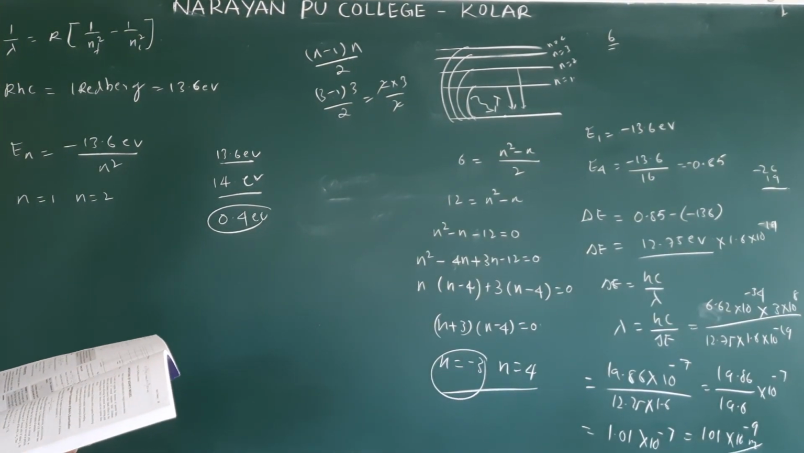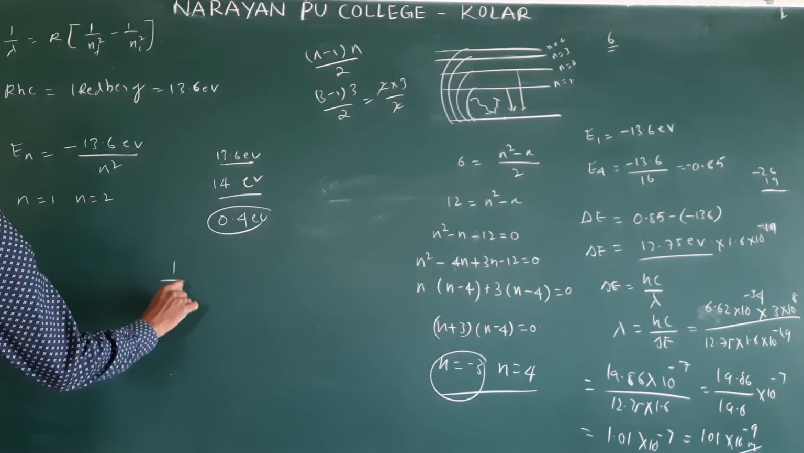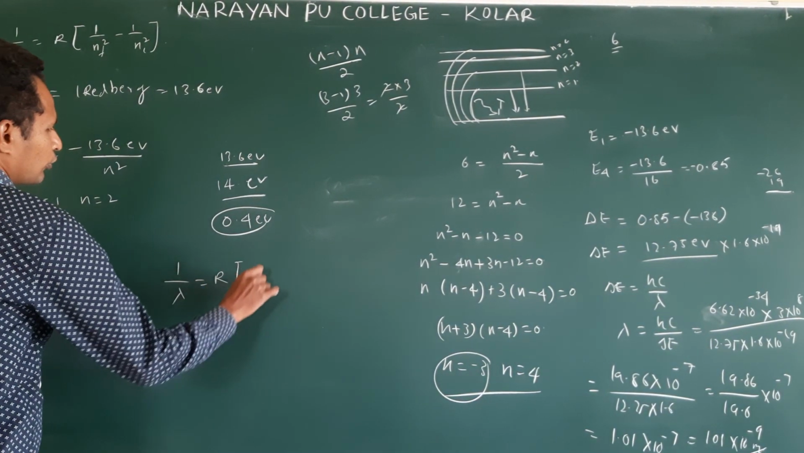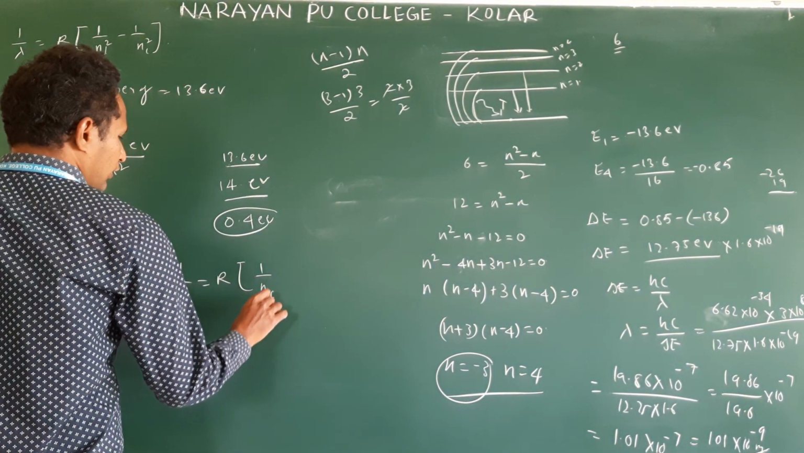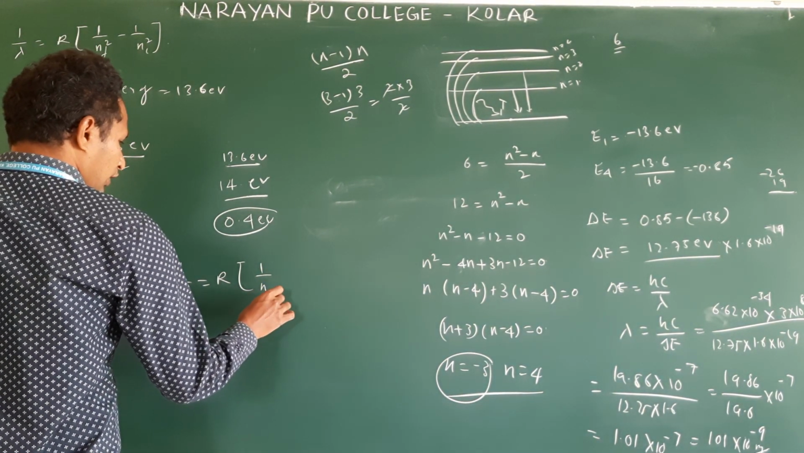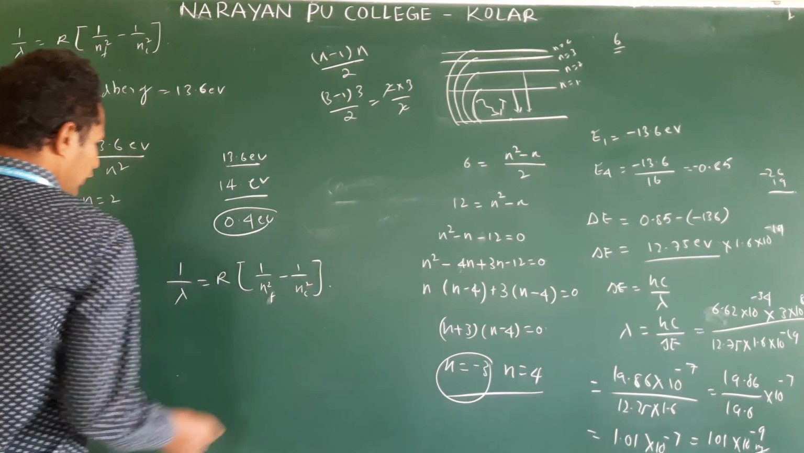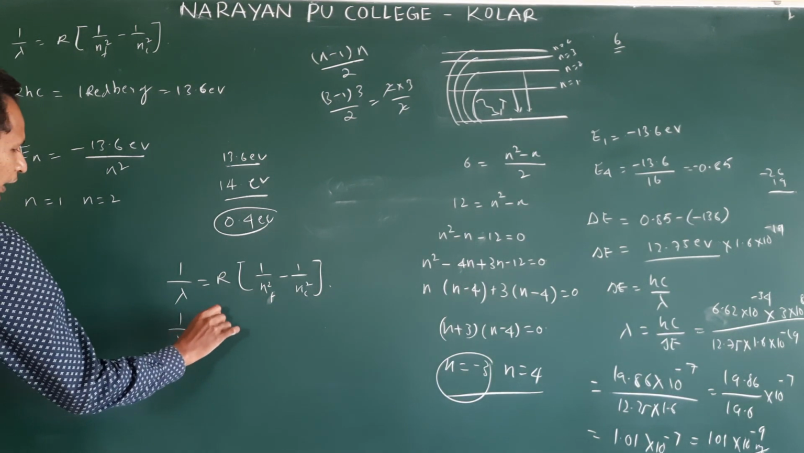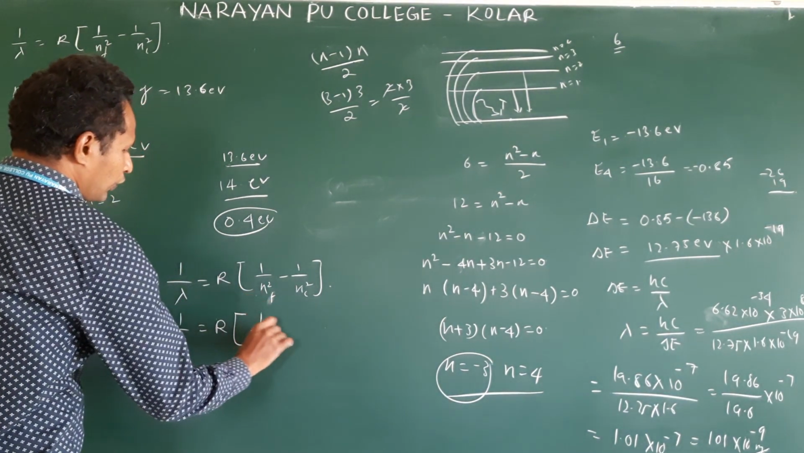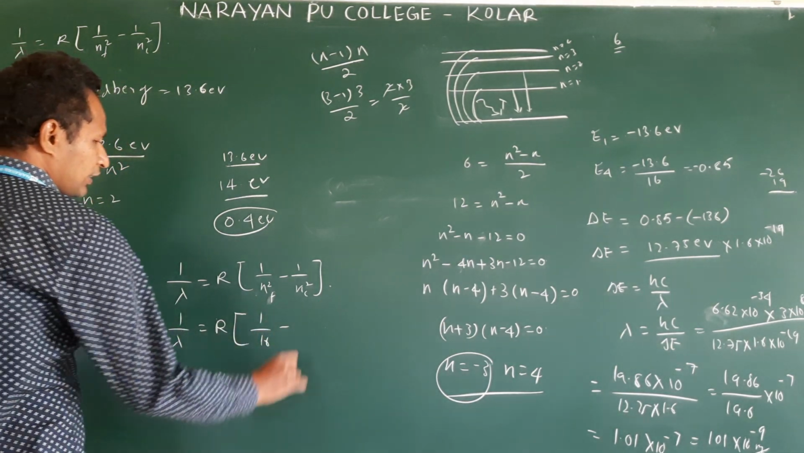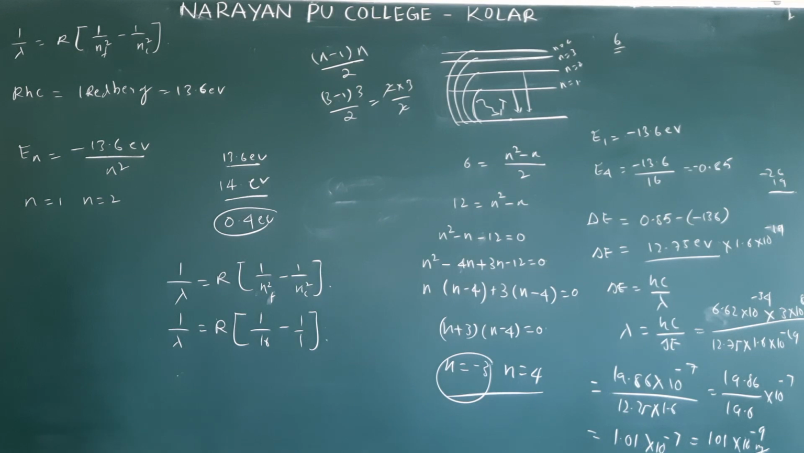But they give it in a different way. You can follow this one also. What is that? A very simple way. 1 by lambda is equal to R into 1 by nf squared minus 1 by ni squared. So this also helps to find it. 1 by lambda is equal to R into, what is the final state? 4. So 1 by 16 minus, what is the initial? 1.